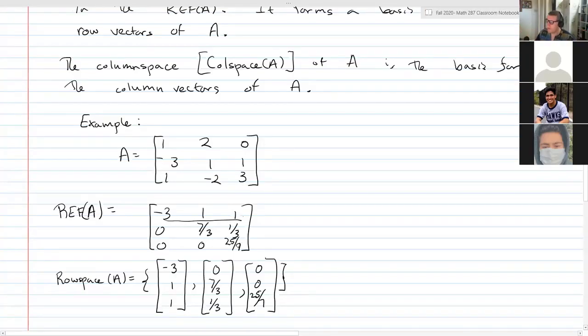If we look at the REF, it's in upper triangular form, so we can calculate the determinant, and it's not 0, so that means it's invertible. And if it's invertible, then A is invertible. And if it's invertible, then it's linearly independent, so the set of column vectors are linearly independent. Yes. Okay, great, good.